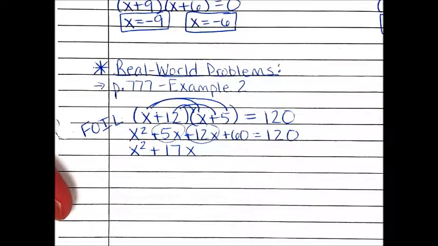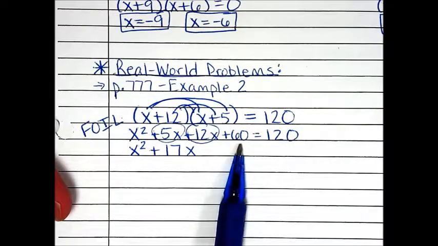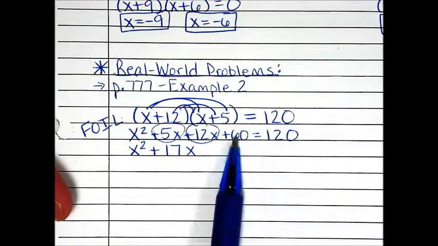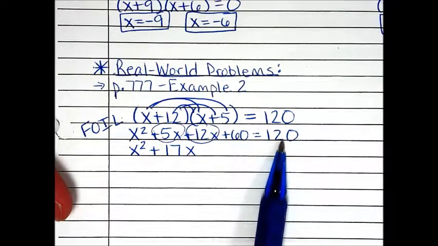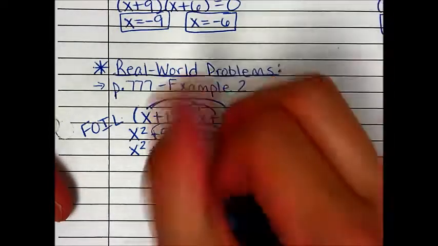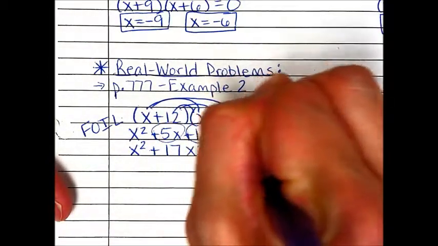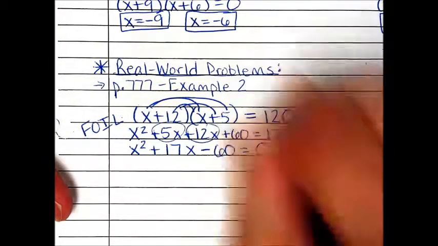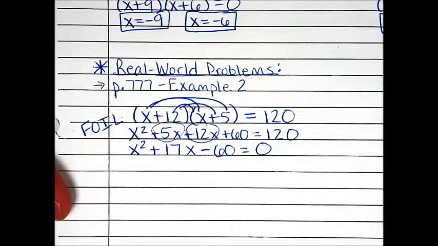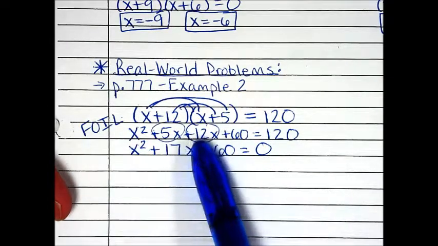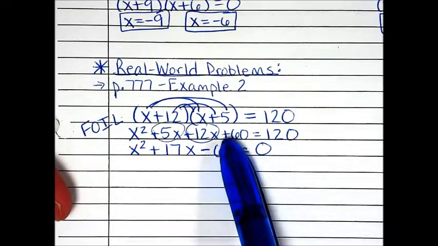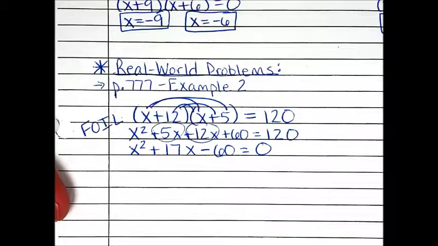And then I'm going to go ahead and adjust this, okay? See the plus 60? I need to move the 120 over with it. So it would be 60 minus 120. So it's going to turn into negative 60. Now it equals 0. So that foiling had to be done in order for you to be able to move the 120 over. Now that it's foiled, we need to factor it back out.